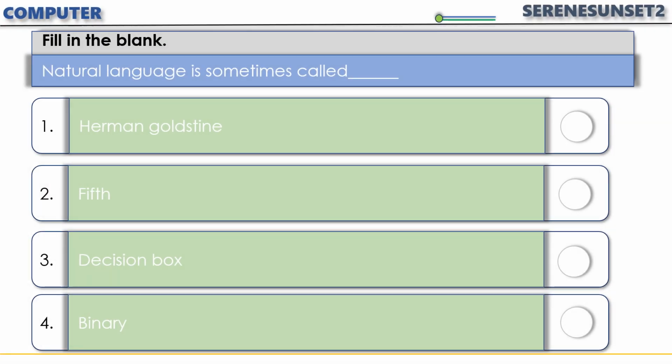Natural language is sometimes called. Options: Harman, Goldstein, fifth, decision box, binary. Answer: option B, fifth. Natural language is sometimes called fifth.